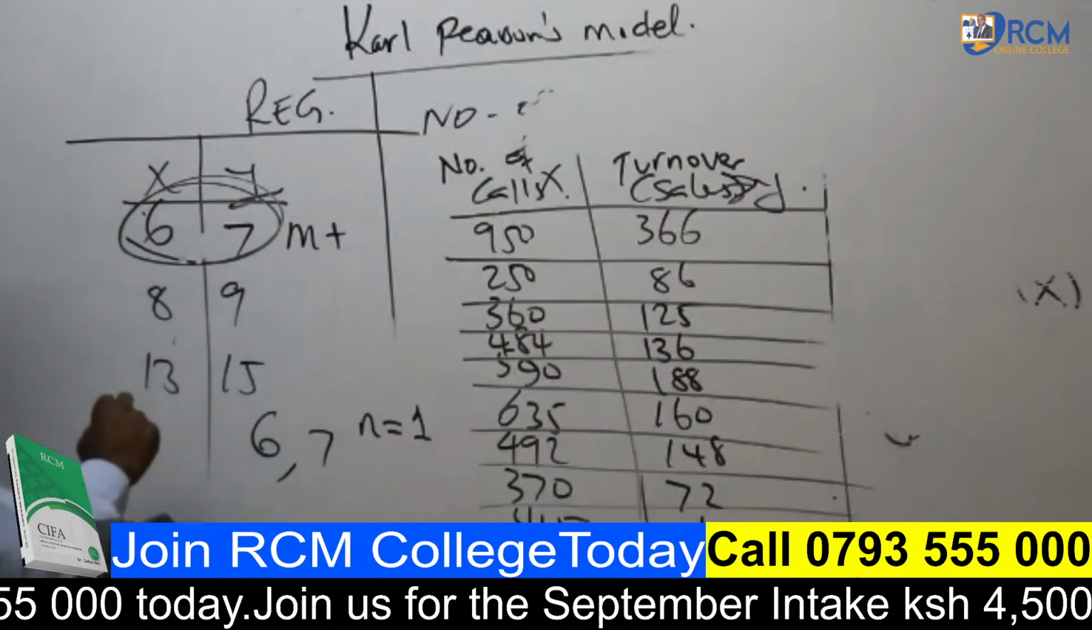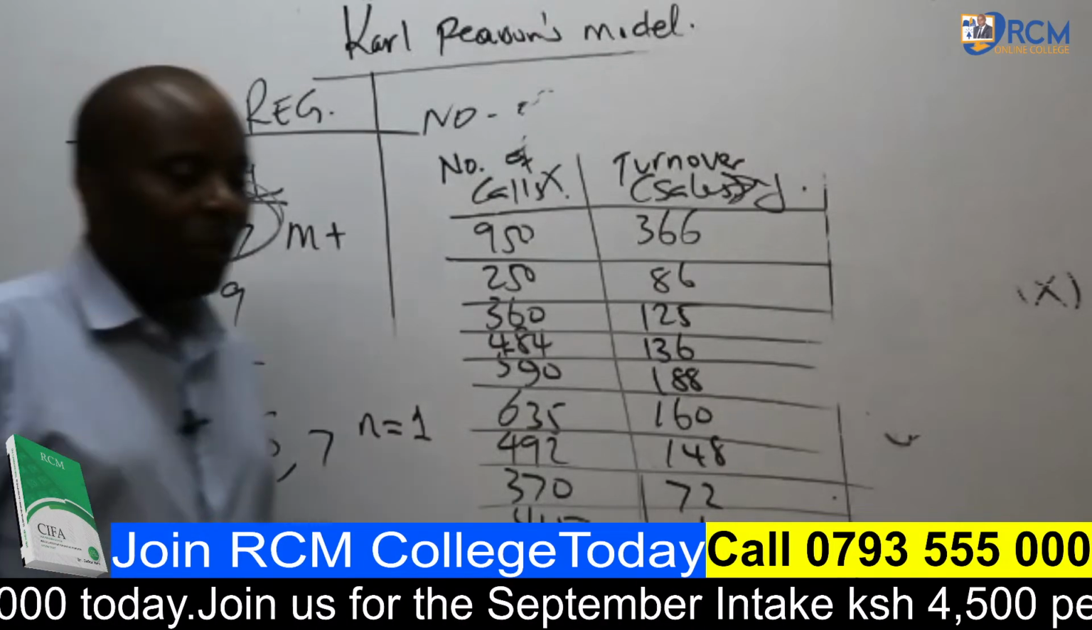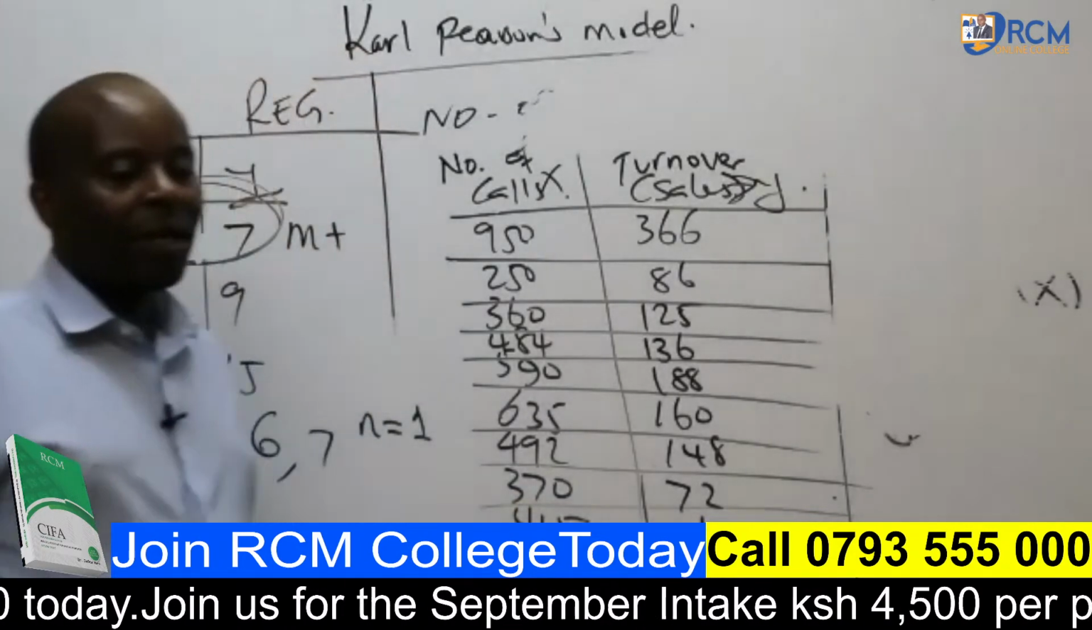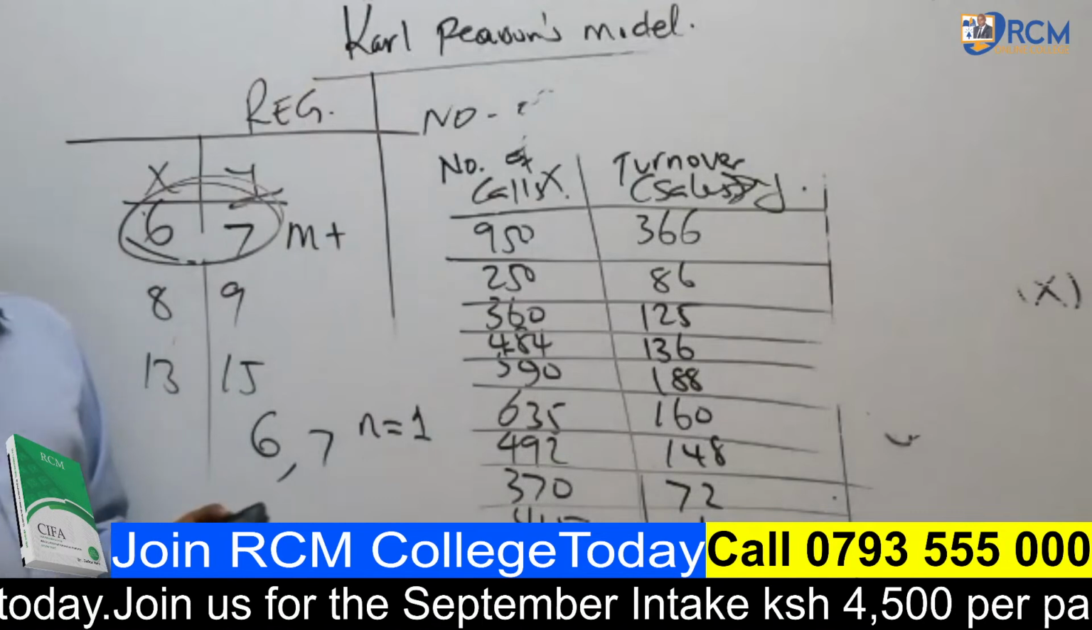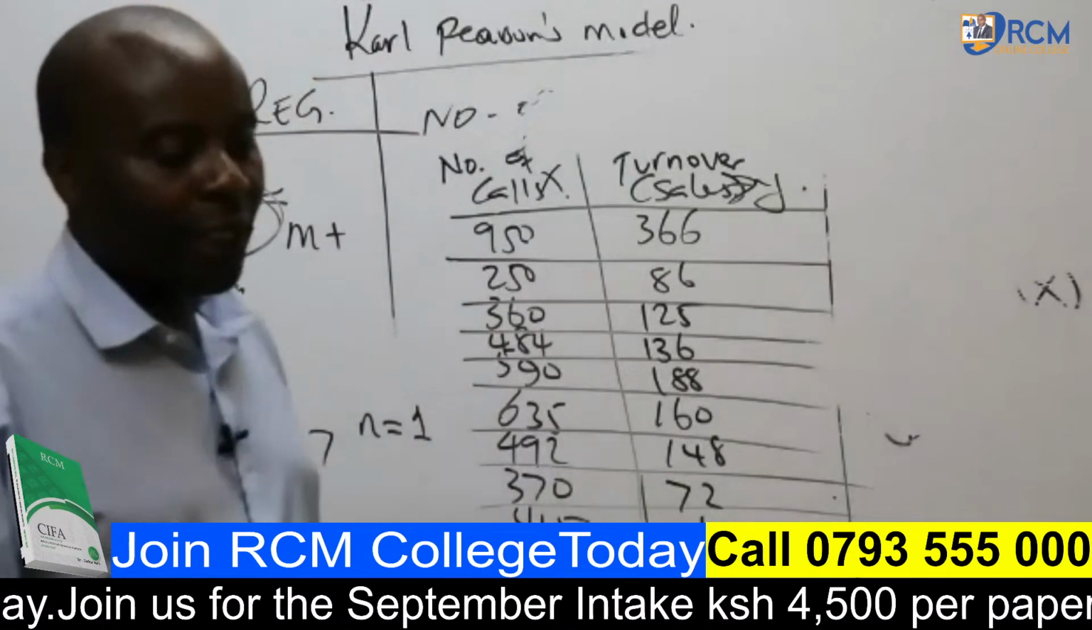So we got the last one, which is 13, 15. Then you say M plus. What are you able to see there? M plus. It says N equals 3.